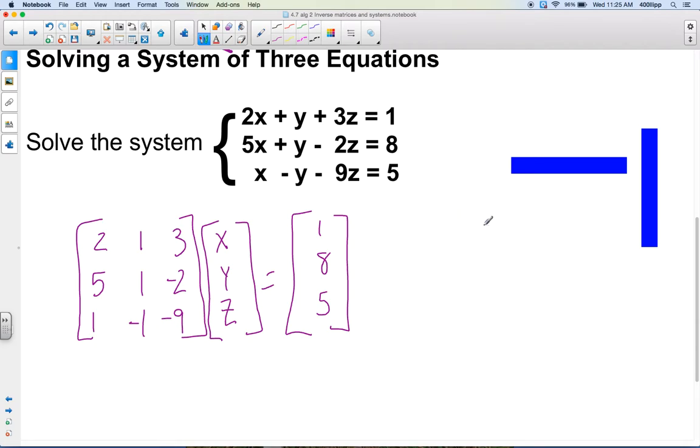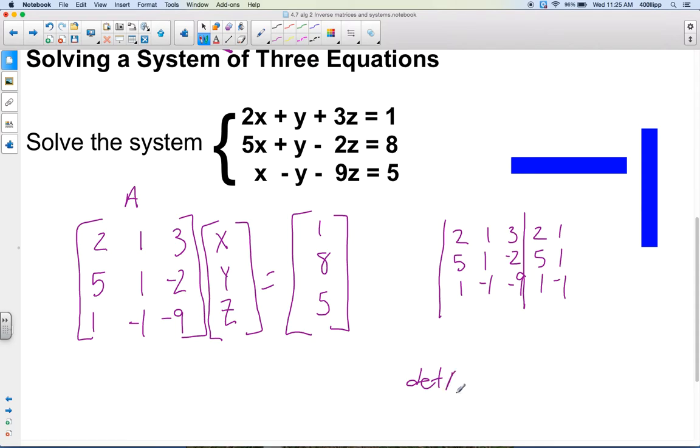So let's take our matrix 2, 1, 3, 5, 1, negative 2, 1, negative 1, negative 9. And I'm going to first start by finding the determinant. So I'm going to do that by rewriting the first two columns, 2, 5, 1, 1, 1, negative 1. Okay, making sure that it's all correct. And we're good. Okay, so now we are going to find the determinant. We can call this matrix A. So right now we're finding the determinant of matrix A.